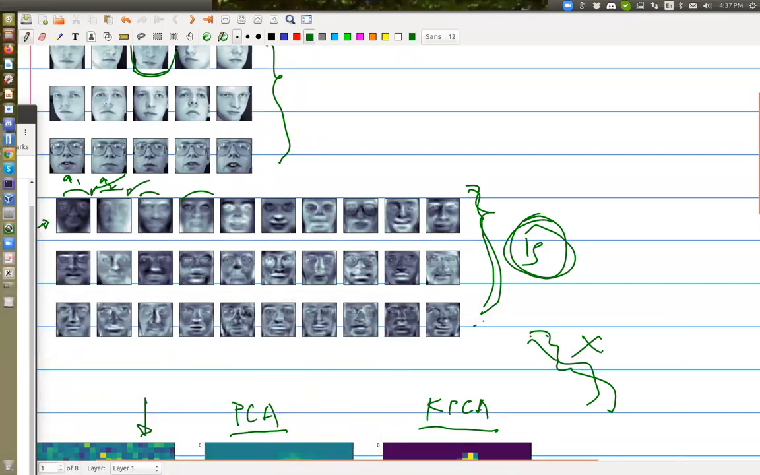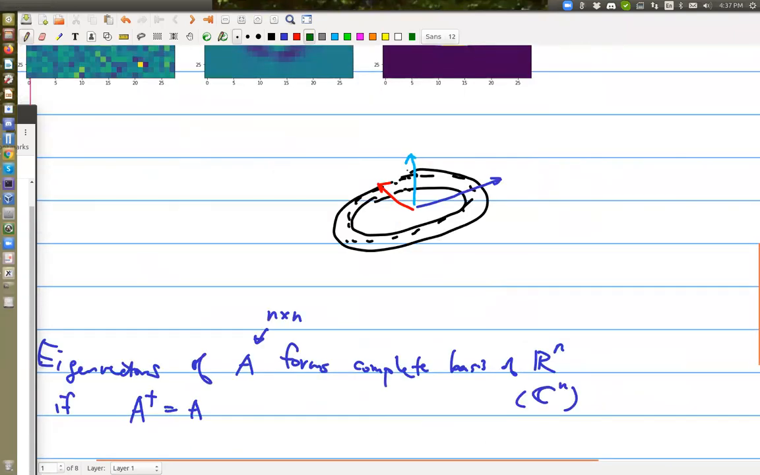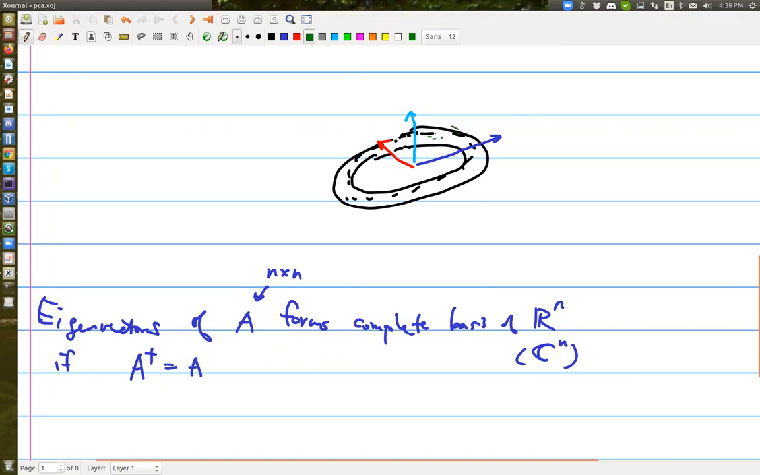And so let's get into some math now. So let's start with PCA. The idea of PCA, as I mentioned here, is, for example, I have 3D data here. This is some 3D data.